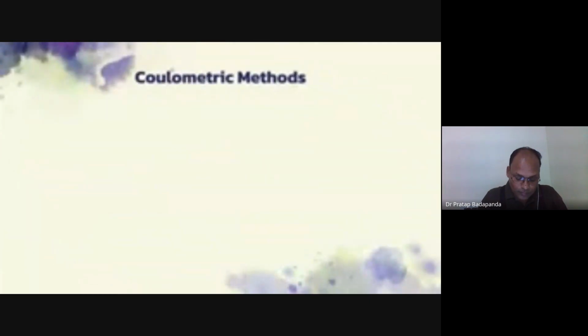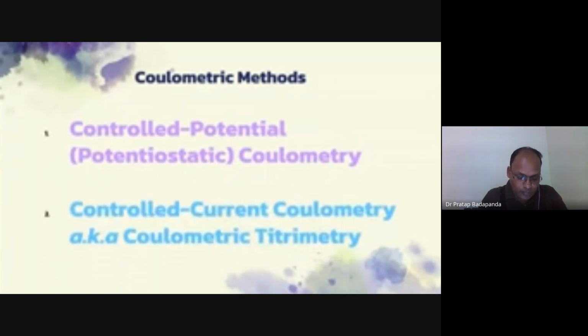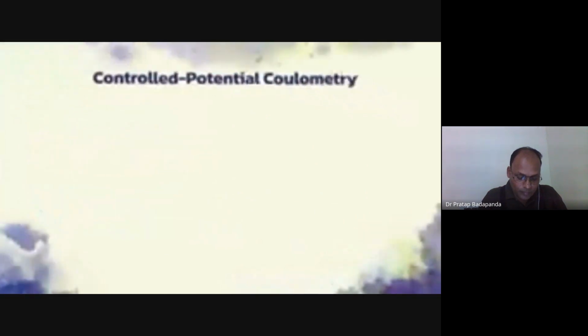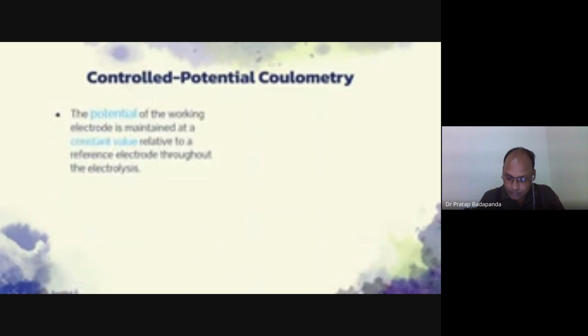To continue, 2 methods have been developed that are based on measuring the quantity of charge. First, there is controlled potential, or potentiostatic coulometry, and then there is also what we call controlled current coulometry, more often called coulometric titrimetry. Potentiostatic methods are performed with the potential of the working electrode being maintained at a constant value relative to a reference electrode throughout the electrolysis.